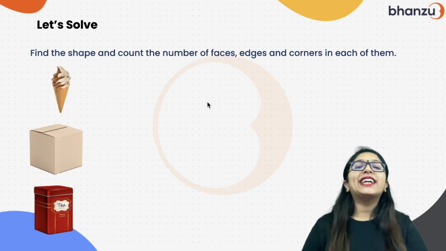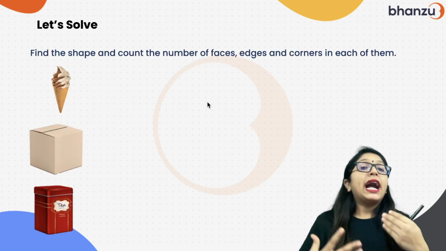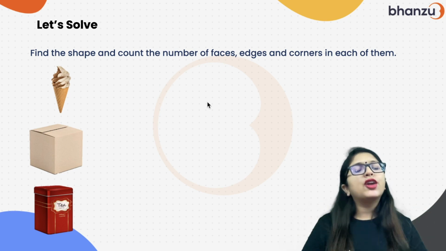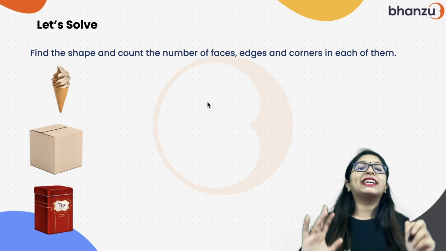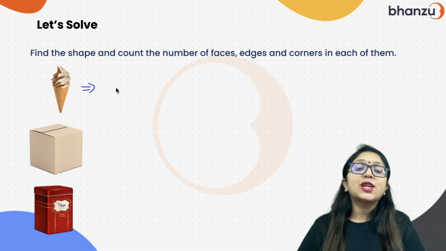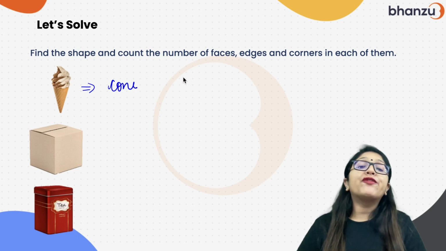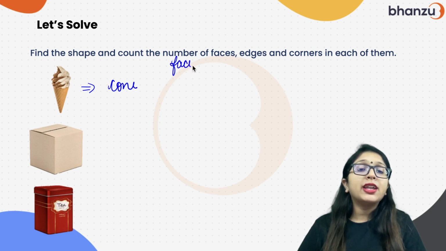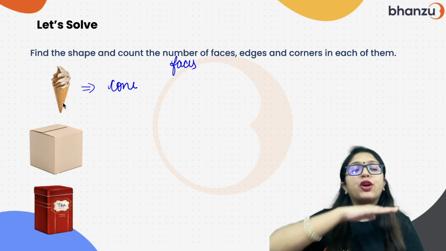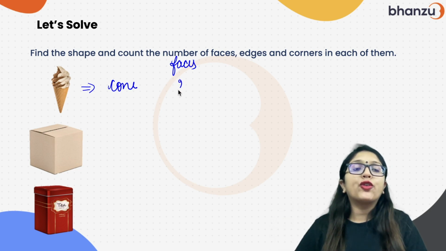Let's quickly go ahead and it says find the shape and count the number of faces, edges and corners in each of them. Now we have learnt about it. Okay, we remember it. Now we will answer the questions over here. Which shape is this? This is cone. How many faces does it have? Remember, it has two faces, one curved and another is the flat one from the top, right? So it has only two faces.